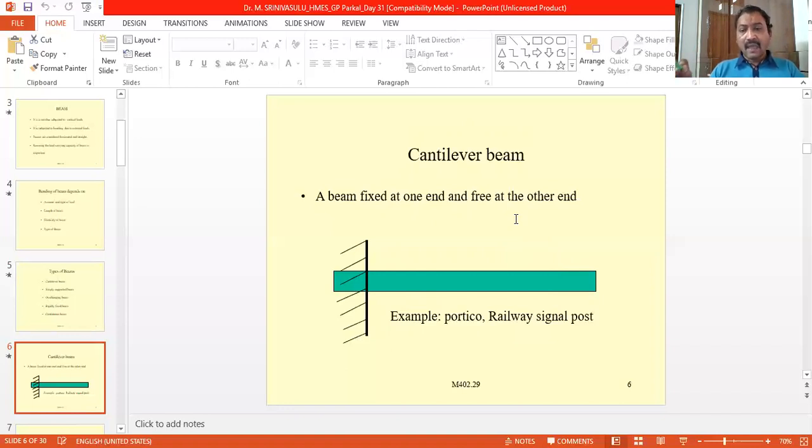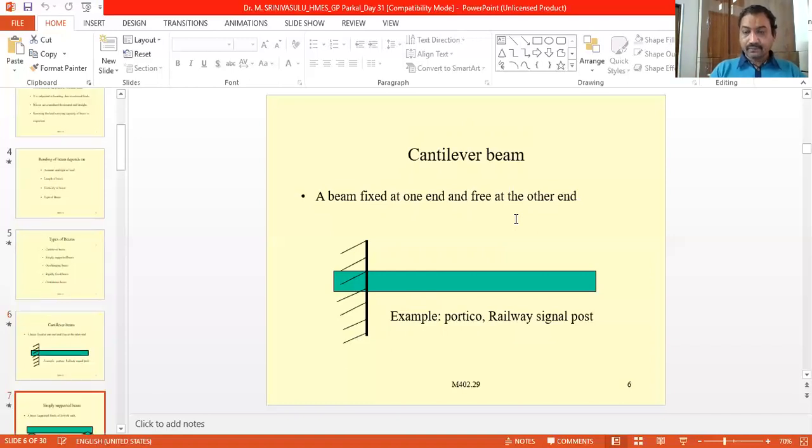And also the railway signal post. Generally in the mechanical signaling system, they are like this. Whenever we have to stop the train, it will be in this condition, and when we want to allow the train onto the track, then it will be lifted like this. So here what is happening is only one end is fixed, and the other end is left free. This is called the cantilever beam.